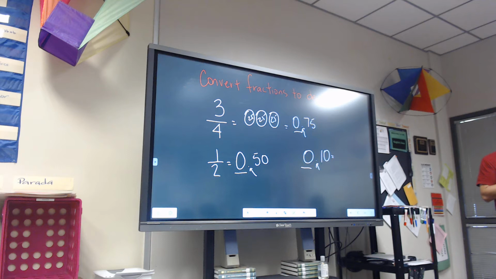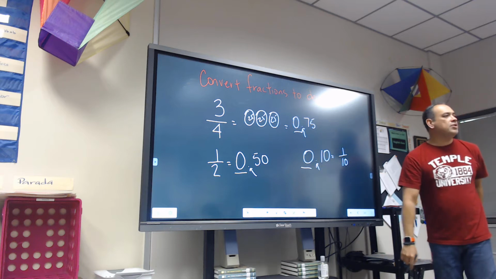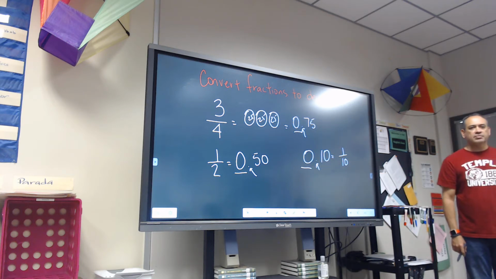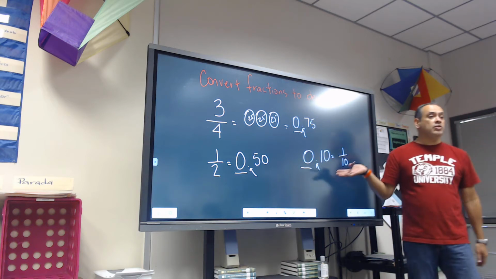One on top and 10 on the bottom. All right, 1 at the numerator and 10 at the denominator. How many people agree with that? That's right. So that is excellent. So we already know how to do this one, right?